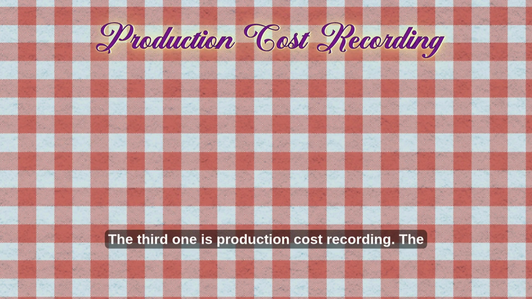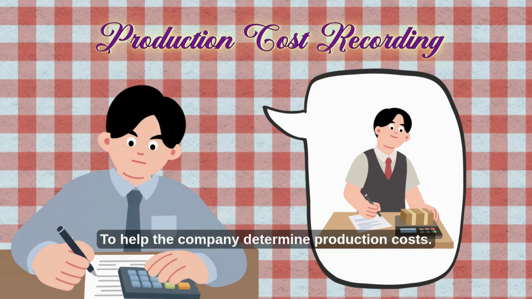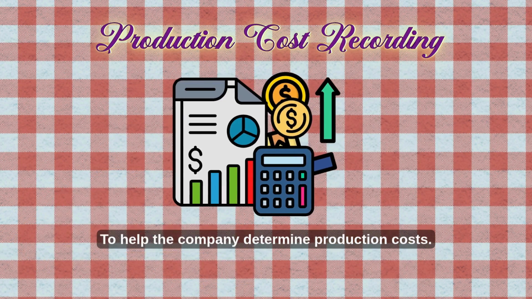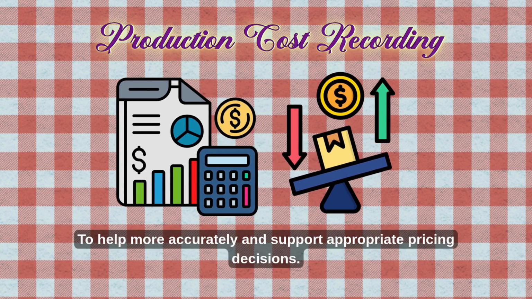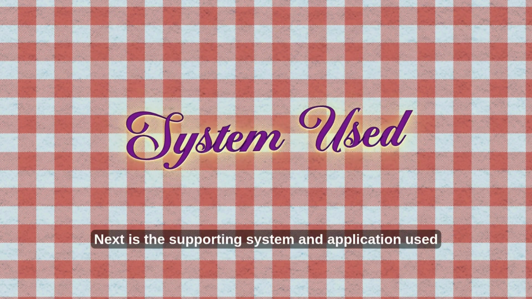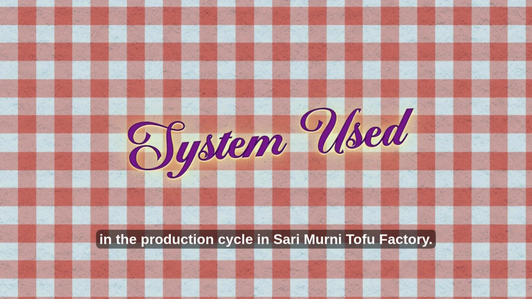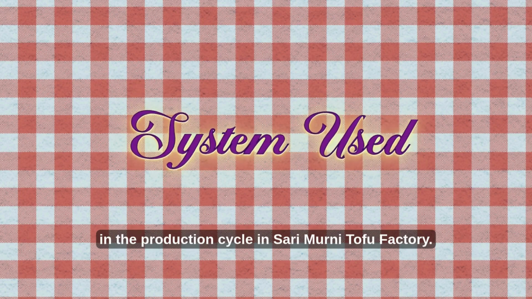The third one is production cost recording. The company records production costs incurred during the manufacturing process to help determine production costs more accurately and support appropriate pricing decisions. Next is the supporting system and application used in the production cycle in Sari Murni Tofu Factory.